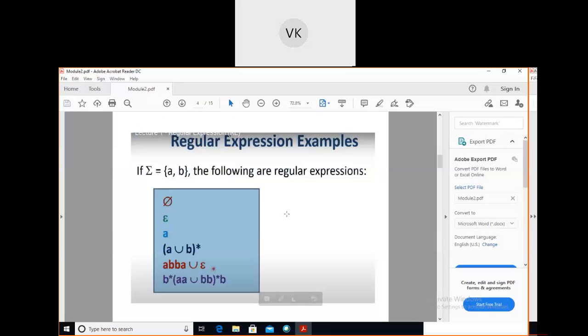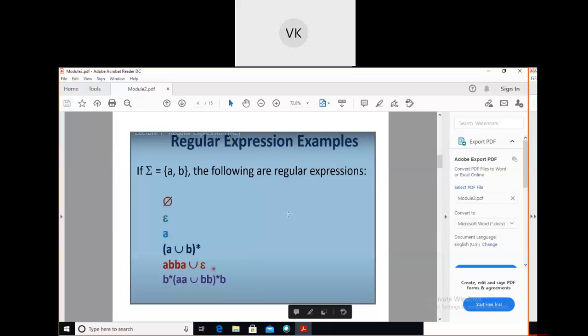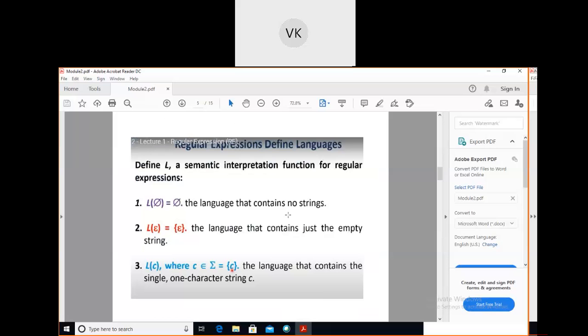Let us see more examples, then only you will have a clear idea. Just observe here. Define L, where L is the regular language. The interpretation function for regular expressions: L of null is equal to null only. The language with empty is null itself. The language with the empty string is epsilon only.